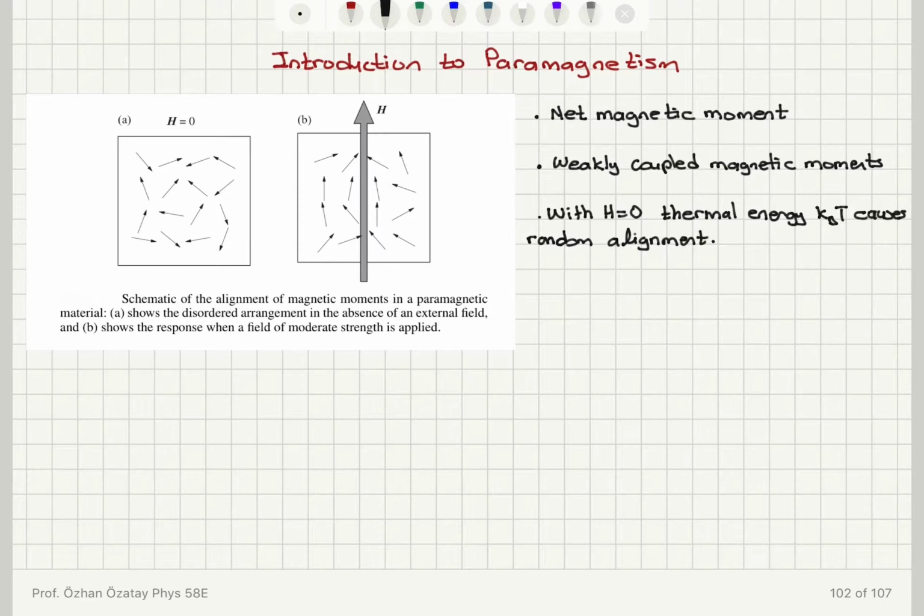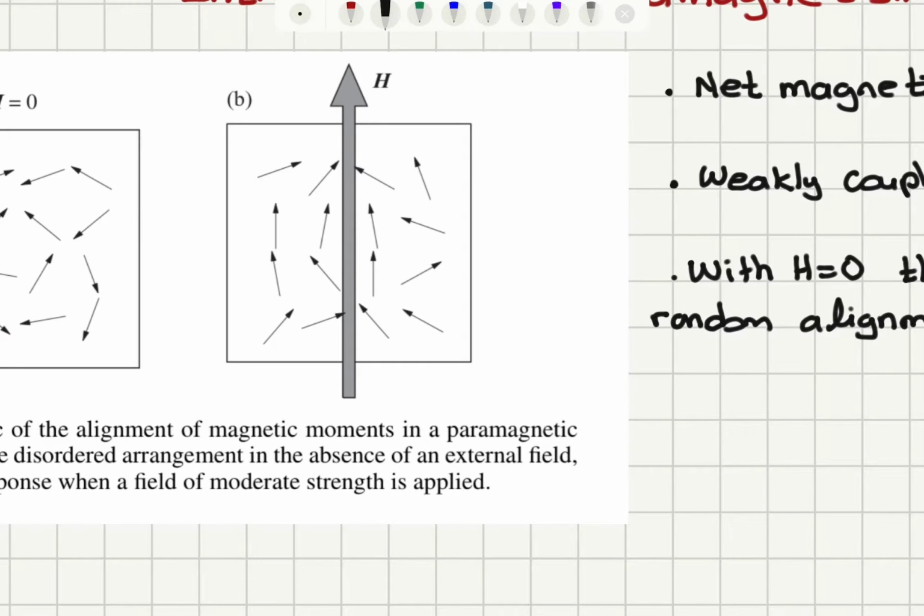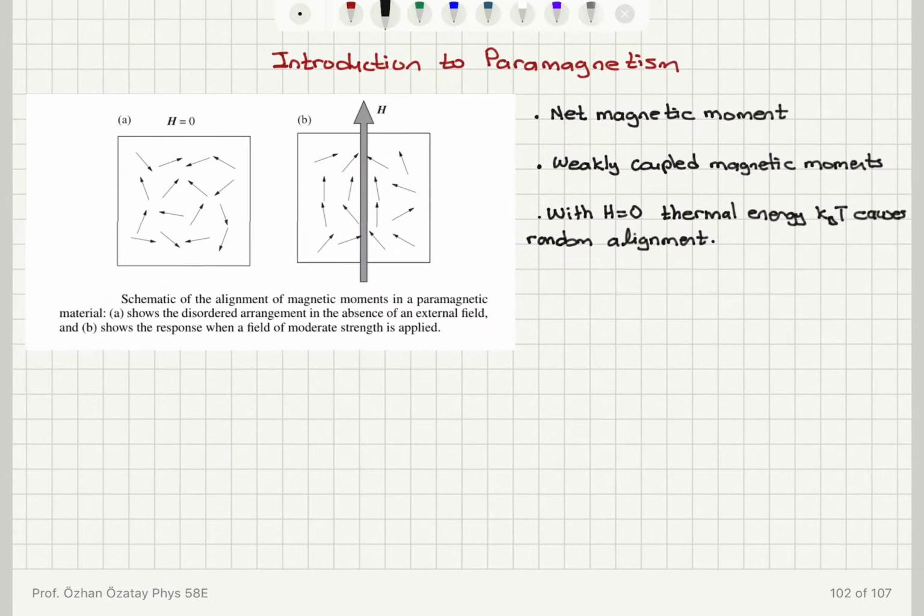When we apply a magnetic field, as you can see here, they'll have a net component in the direction of the magnetic field, so they will become somewhat ordered. So which materials fall into this category? Transition metal salts. For example, iron chloride.